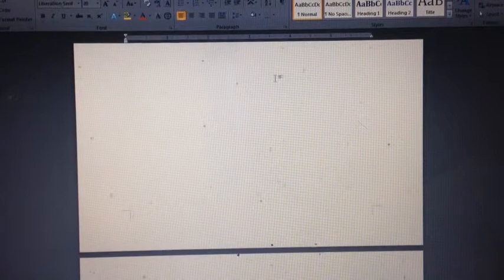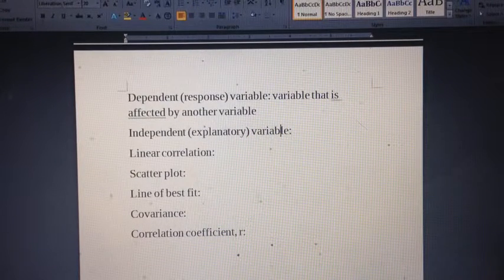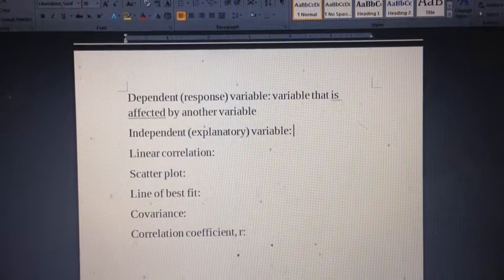Let's begin. The first vocabulary word will be the dependent or the response variable. This is the variable that is affected by another variable. Next, we have the independent or the explanatory variable. This is the variable that causes changes in the other variable.